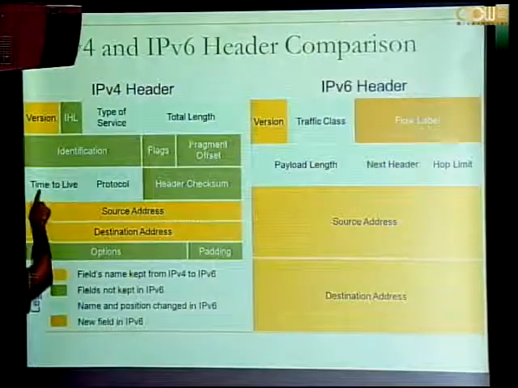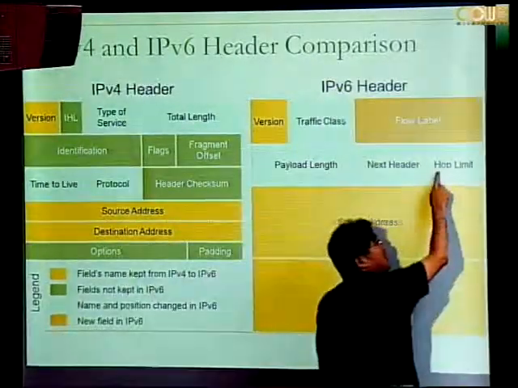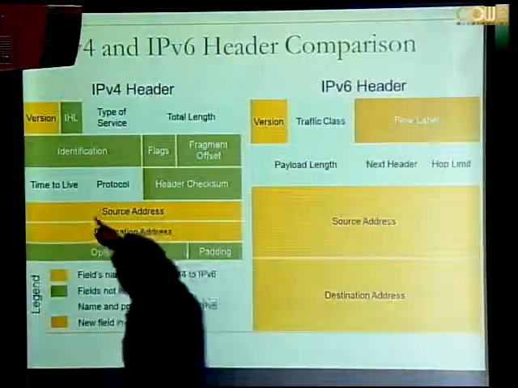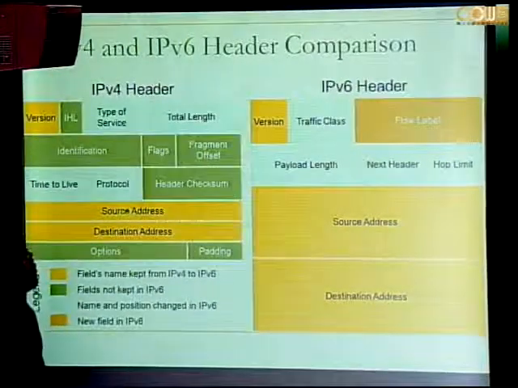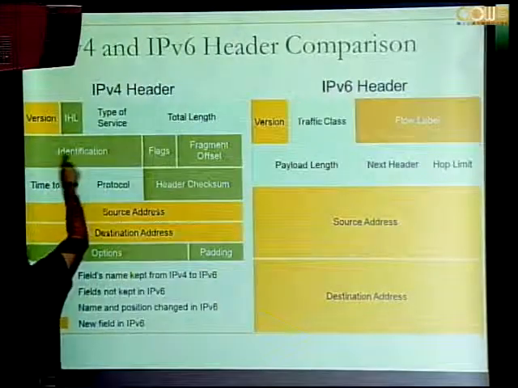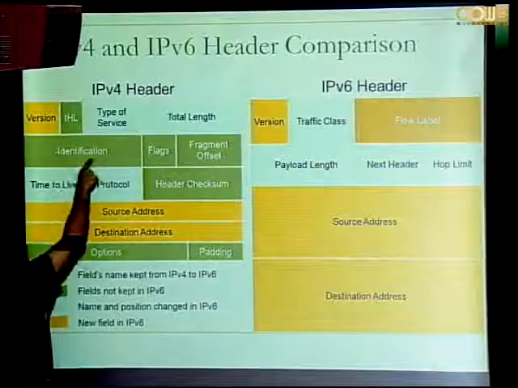And finally, TTL is renamed as hop limit. Now the name is correct, the hop limit. It was incorrect here. Now it's renamed. And the identifier is gone. I don't need an identifier because I don't do fragmentation.